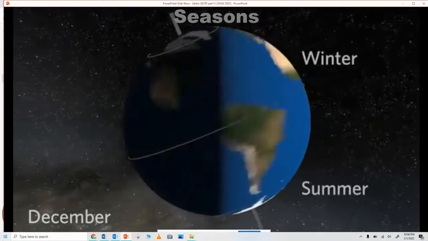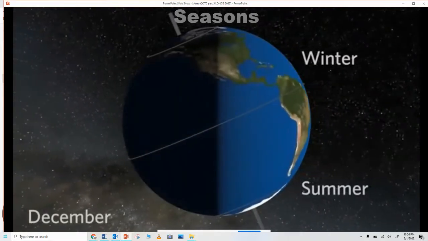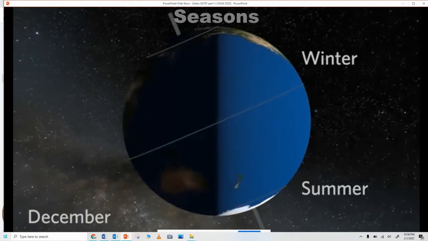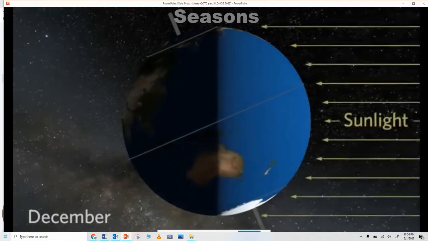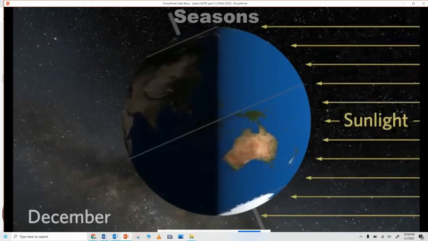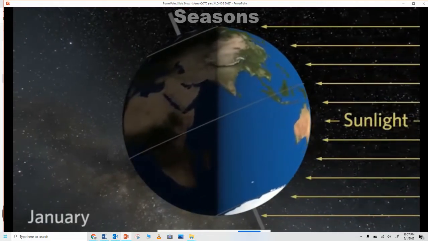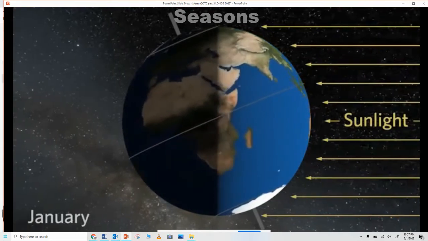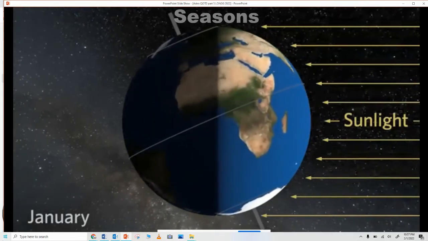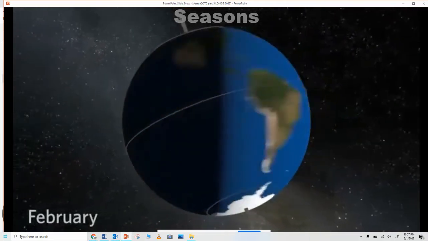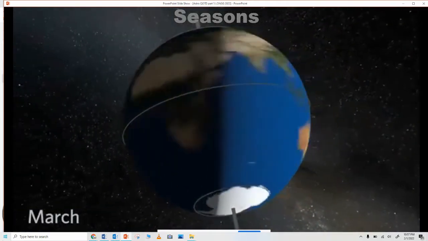Let's look at Earth when it's winter in the northern hemisphere. Observe how the North Pole tips away from the sun. This means that sunlight strikes the northern hemisphere at a shallow angle for a short period of time. This is why winter weather is generally cool, with short days and long nights. As Earth orbits the sun, we move towards spring in the northern hemisphere.